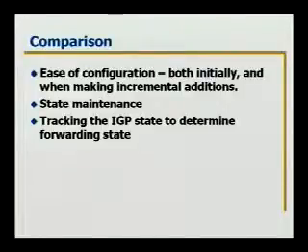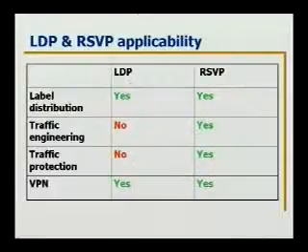Finally, there is the issue of LDP tracking the IGP state to determine forwarding state. What this means is that we have now two protocols going in tandem. When you have two protocols that need to go hand in hand, there are always going to be race conditions. And what is important to understand here is that this is not an implementation issue. This is a protocol issue. Whenever you have a protocol defined in a way where it has to work in conjunction with another protocol, there's going to be some racing going on.